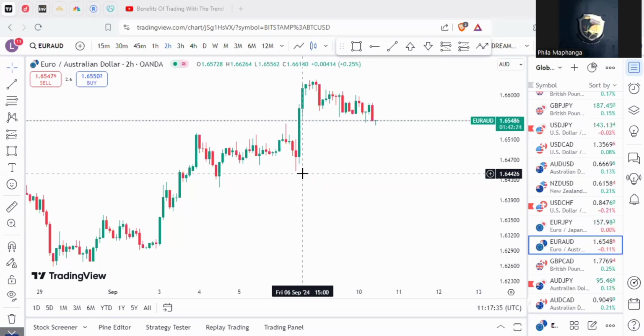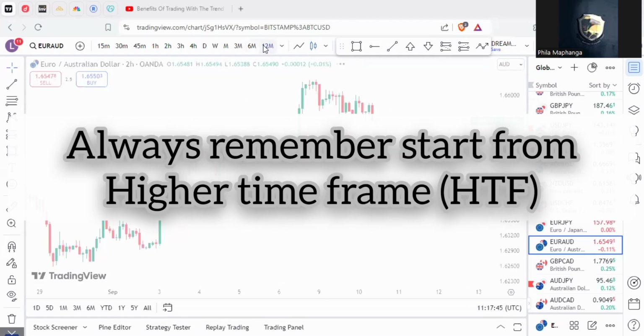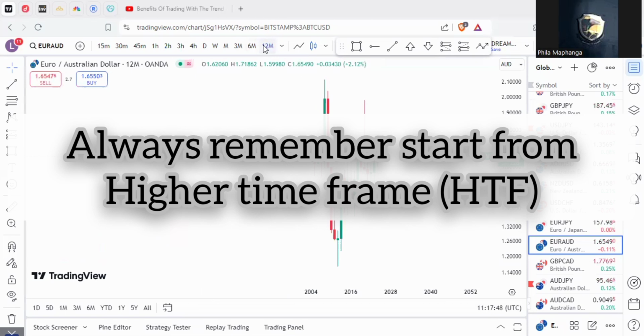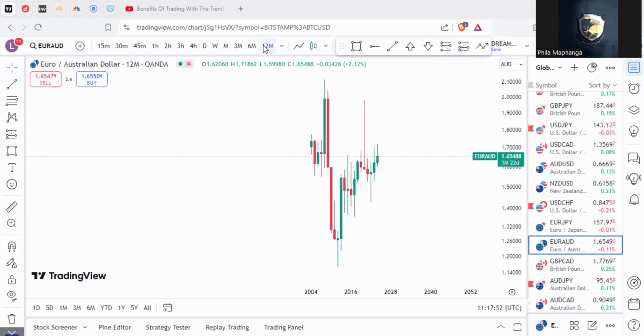Let's look at Euro versus the Australian dollar and see what it is. All right, let's go back to higher time frame. Always remember you start from higher time frame. The main reason for you to start from higher time frame is to understand where the market is actually headed. Once you know where the market is going, it will be easy for you to take a decision that will also correspond with the direction of the market.